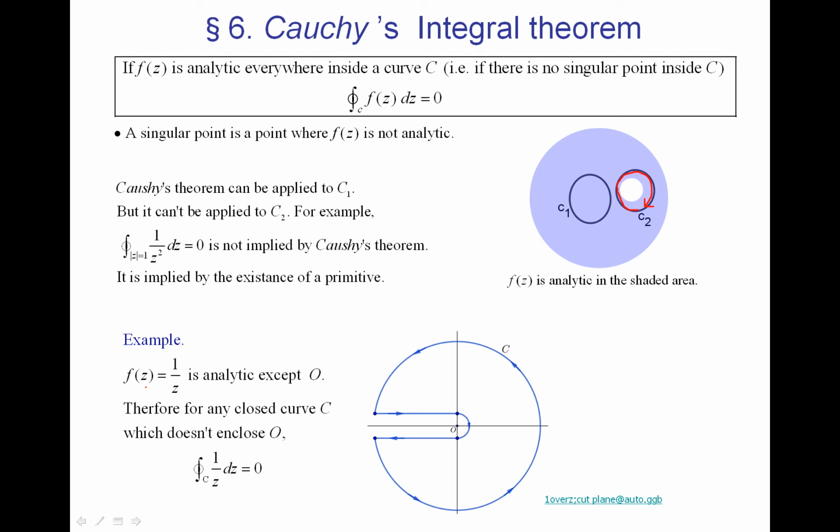Example, f(z) equals 1 over z is analytic except at O, okay? Therefore, for any closed curve C which does not enclose O, integration is 0. There is no primitive of 1 over z, but as long as it doesn't have O inside, integration is 0.